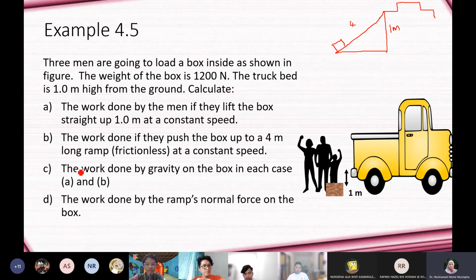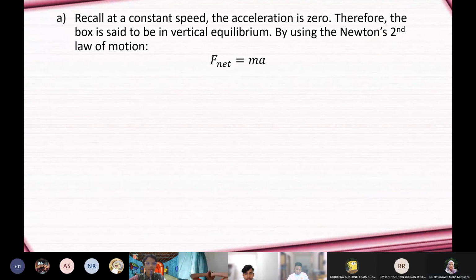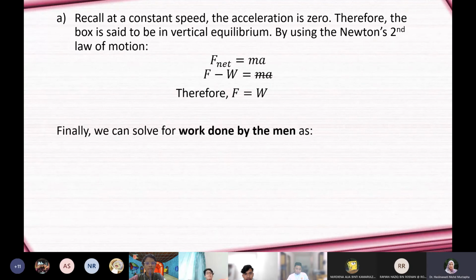And for C, the work done by gravity on the box in each case, A and B. So going back to A and B, they ask us to find the work done by gravity. So W_G is equal to W s cos theta. And for D, the work done by the ramp's normal force on the box, which is N s cos theta. So you try first, then you check your answer here.